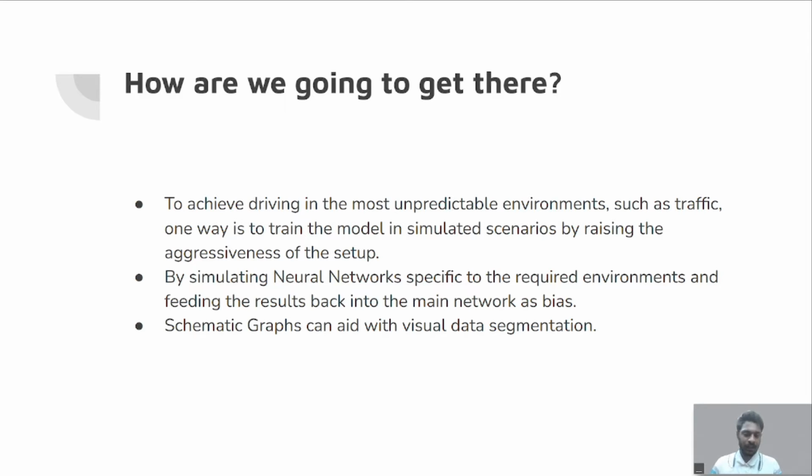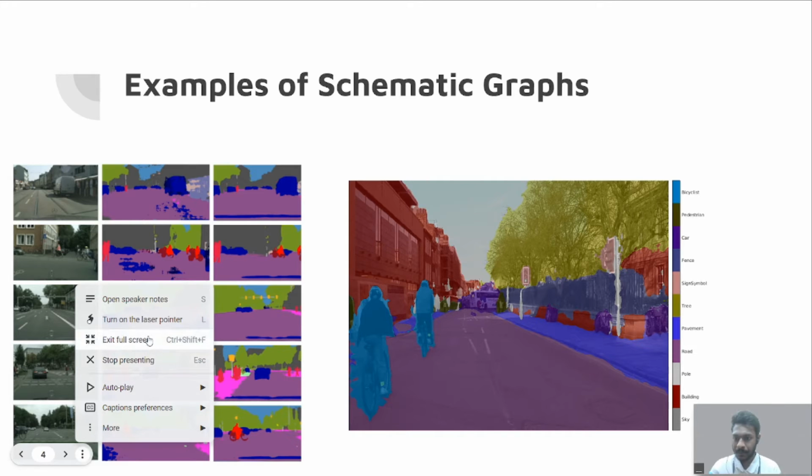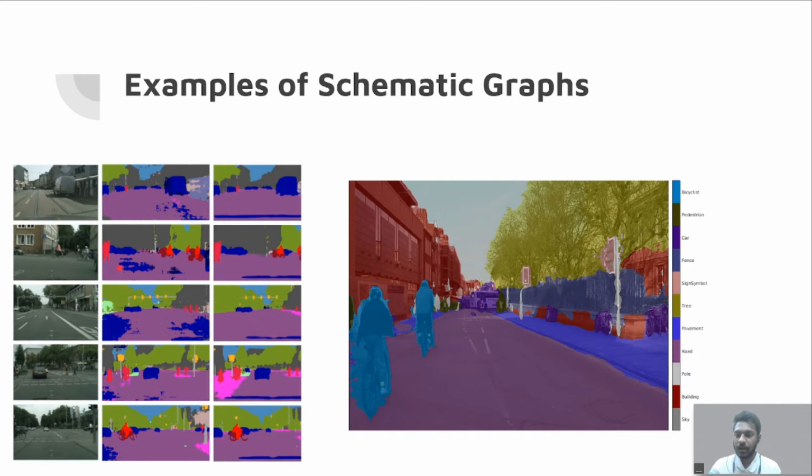And semantic graphs, which are the main topic now, can aid with visual data segmentation. Segmentation in the sense of dividing the visual data into groups. So as you can see in this image, each and everything has been segmented.